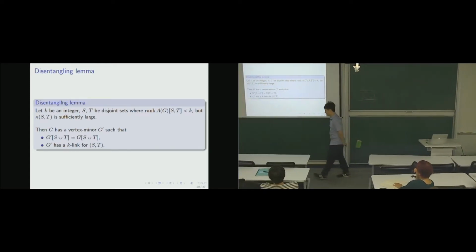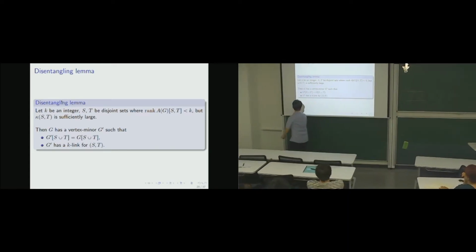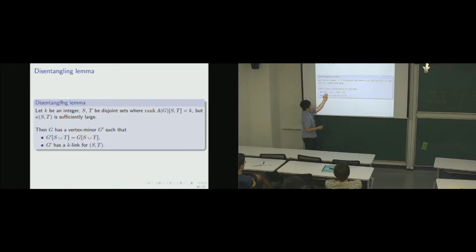Then you can find a vertex-minor G prime, where the S union T stays the same in the resulting graph, and G prime has a k-link for S and T. So S and T essentially stay the same, but you can find something on the outside which is connected as a full link, full rank.